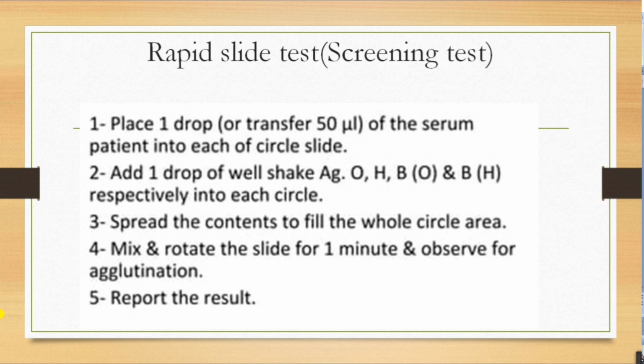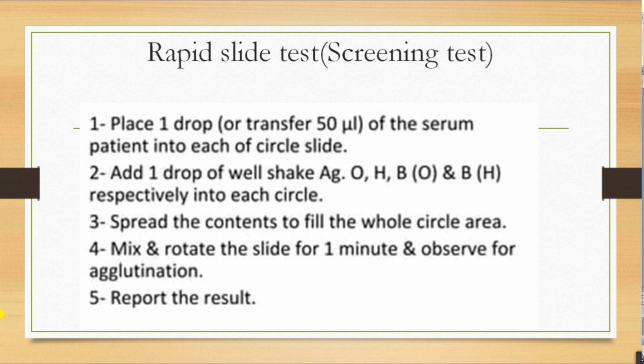The antigen you select should be appropriate to the endemicity in your own area. Which strain of Salmonella is endemic in your area? Pertaining to that, you should look for the antigen. If Paratyphi A infection is more common, you should always look for Paratyphi A or AH antigens. Spread the contents to fill the whole circle area, then mix and rotate the slide for 1 minute and observe for agglutination.